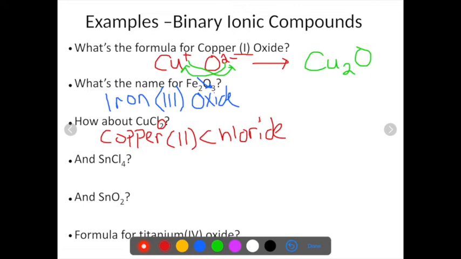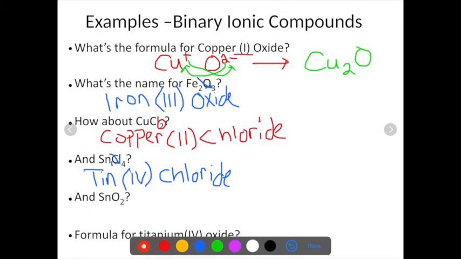Okay, now we're gonna name the next one. So we have Sn. Sn is the symbol for tin. So I'm gonna write tin. Tin does have multiple ions. So we know that chlorine is a -1, so that 1 is right here. So that means the 4 belongs to tin. So we're going to put 4 in Roman numerals in parentheses and then name the chloride. So you'll never have parentheses on the nonmetal. It's always going to be parentheses with the Roman numeral on the metal, never on the nonmetal.